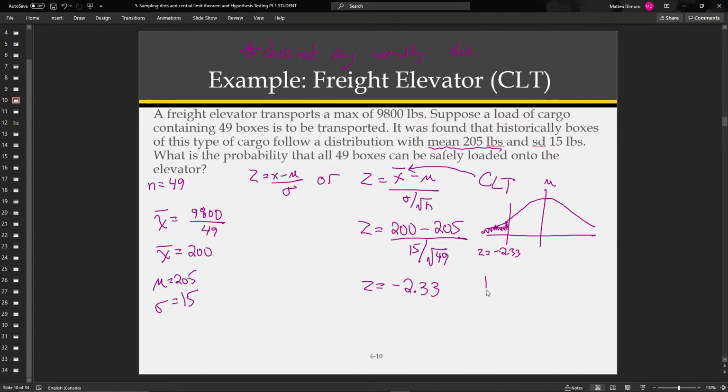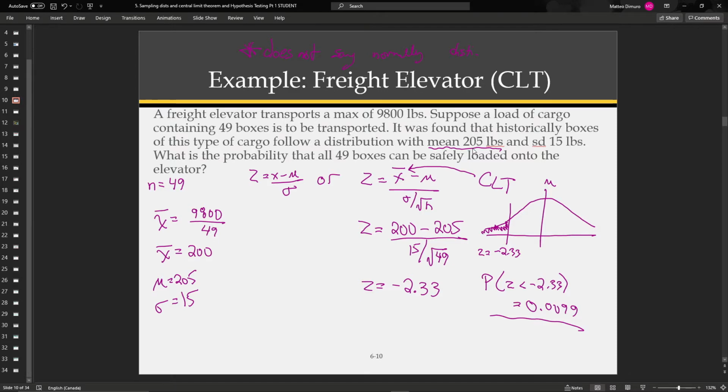So the probability that Z is less than negative 2.33 equals 0.0099. There you go. So what's the probability that all 49 boxes can be safely loaded in the elevator? Basically 1%. We multiply by 100, or you can leave your answer like this. Does that make sense? Well, let's see.